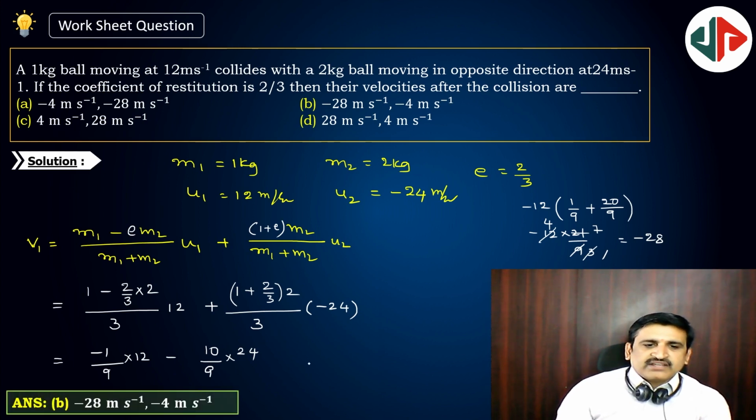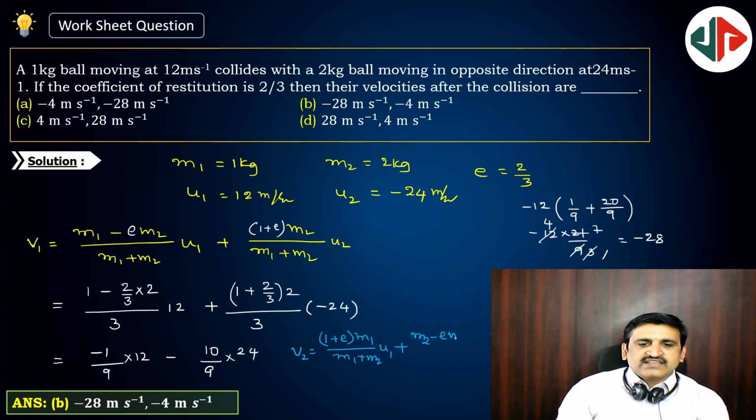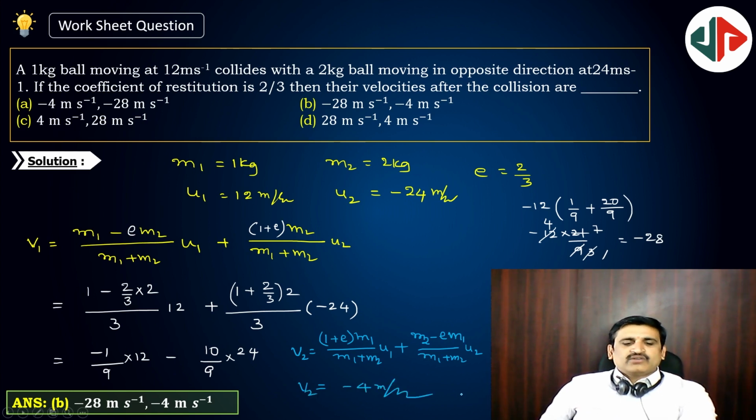So option B is correct, but I'll give you the V2 formula also so that you can enjoy it better. V2 is equal to 1 plus e into m1 by m1 plus m2 into u1 plus m2 minus e m1 by m1 plus m2 into u2. On substituting, you will get V2 is equal to minus 4 meter per second.